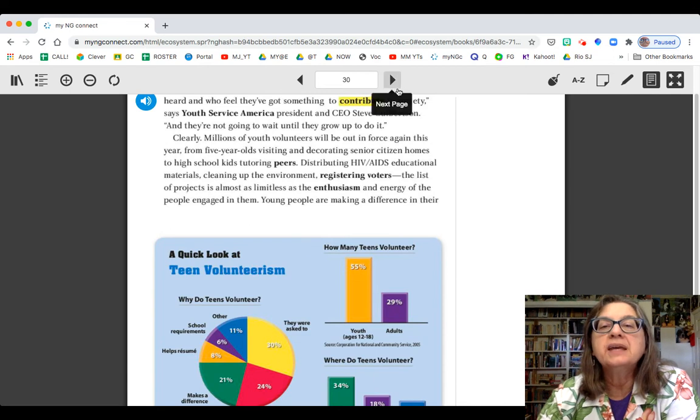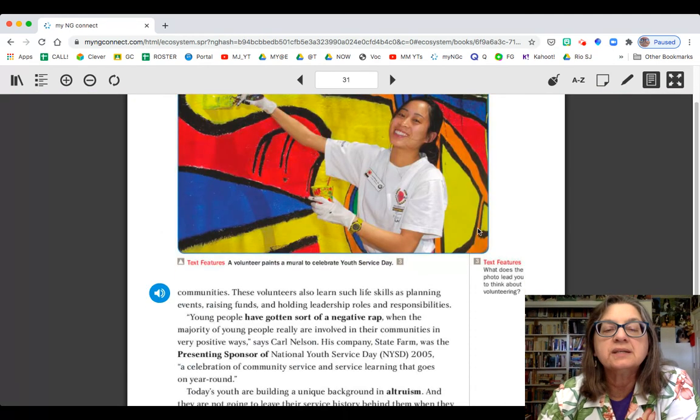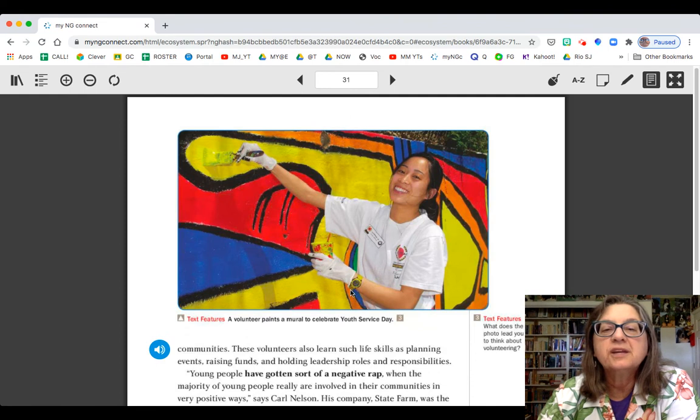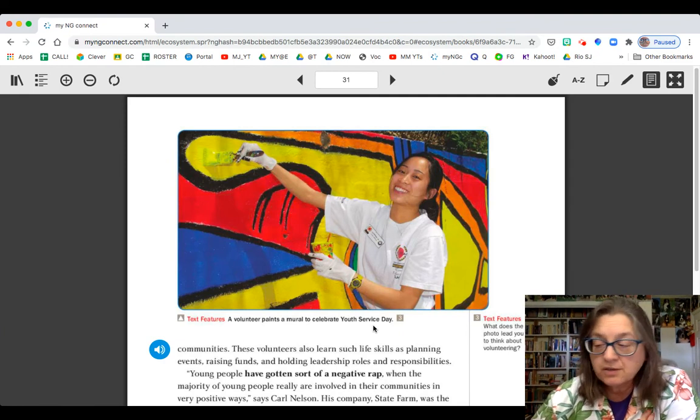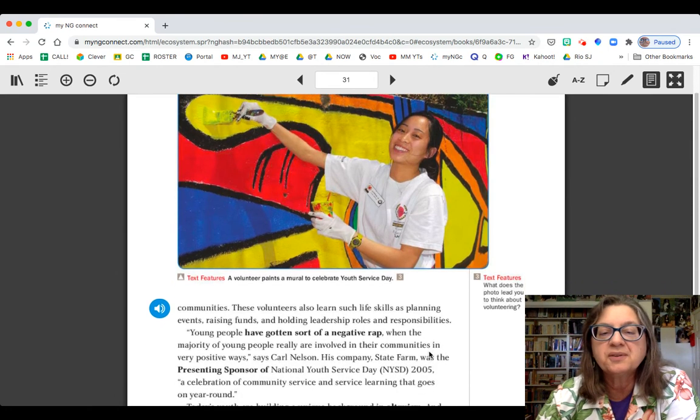So young people are making a difference in their communities. And here we've got someone who's painting a mural to celebrate Youth Service Day. Sacramento has an annual mural affair. I think it's on right now in September. So they were painting some murals downtown. You'll have to look for them.